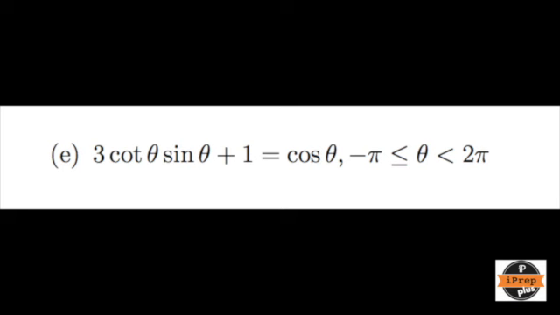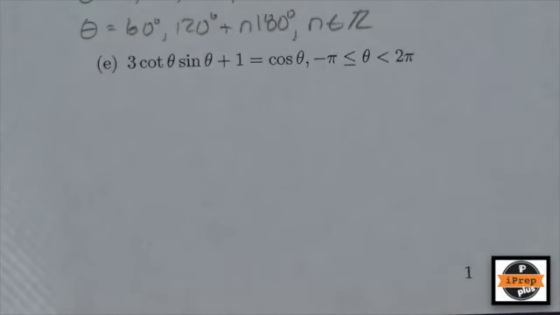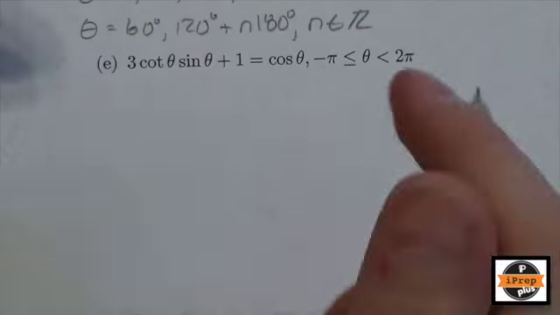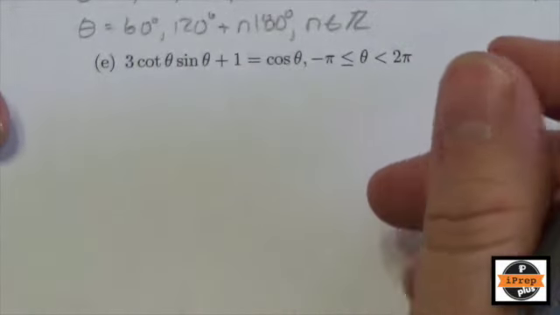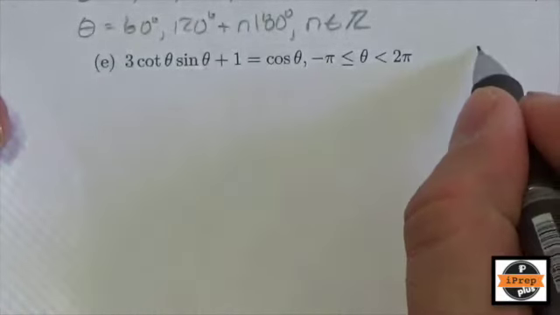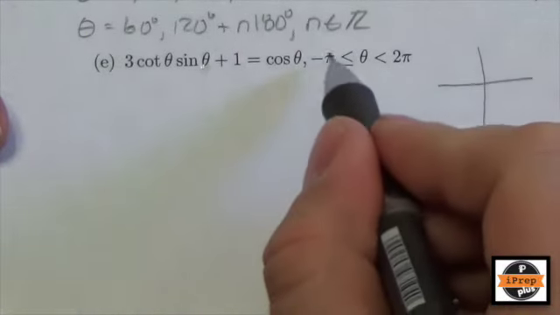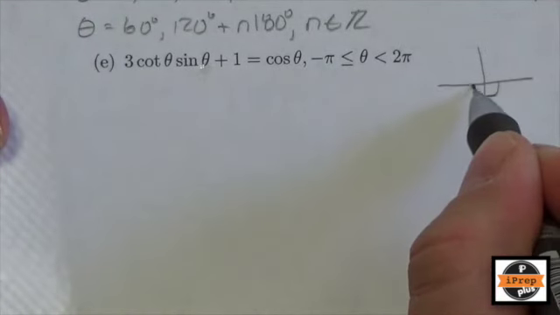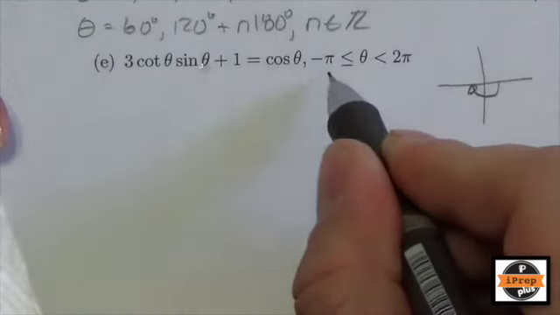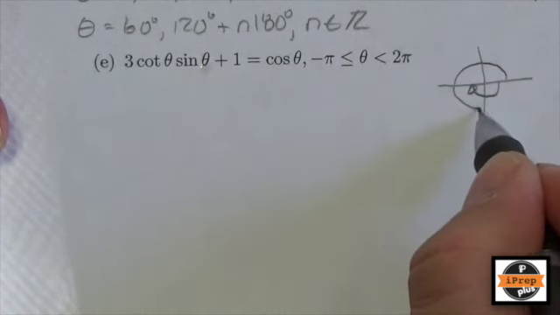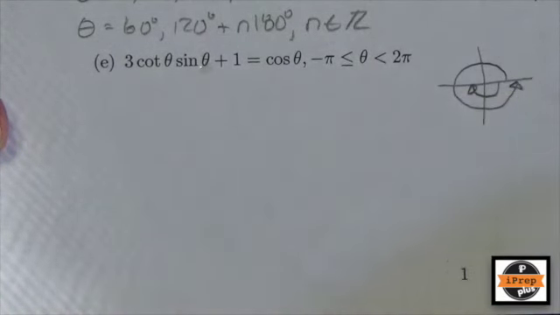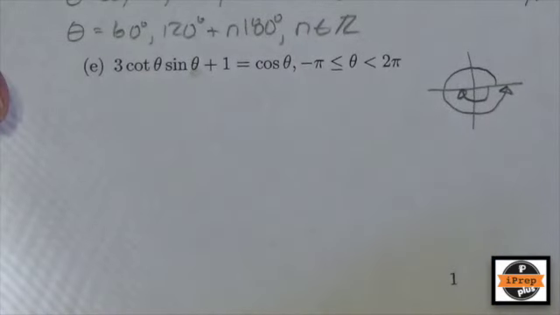Solve 3 cotangent theta sine theta plus 1 is equal to cosine of theta, where theta is between -pi and 2 pi. Okay, now here's another problem, another take on the solving of the equation, another way of asking the question. Before we look at the equation, let's look at the domain. So we're back to radians, and we've got a negative half rotation. We go from 0 down to -pi, and then we're going to do a positive full rotation out to 2 pi. Okay, so our answer should show up somewhere in there.